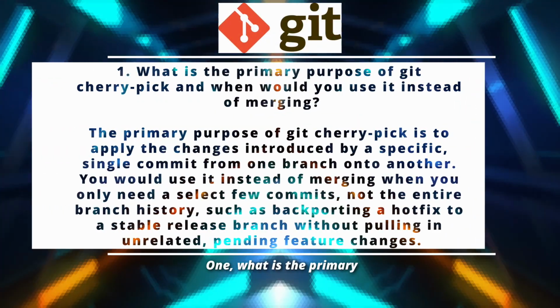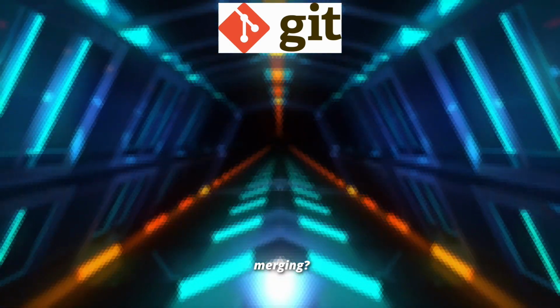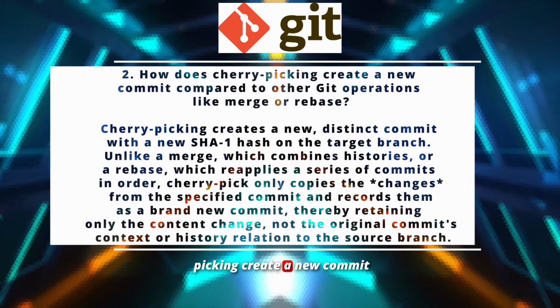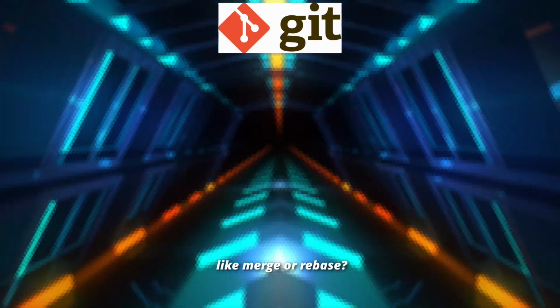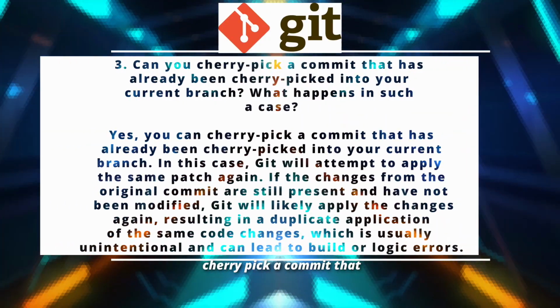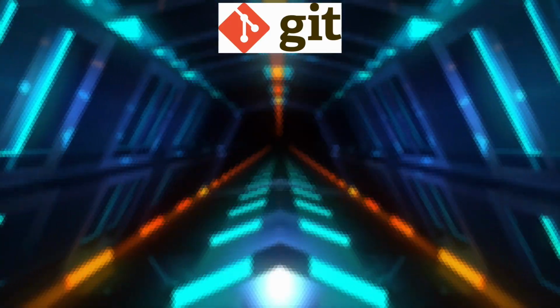1. What is the primary purpose of Git cherry-pick, and when would you use it instead of merging? 2. How does cherry-picking create a new commit compared to other Git operations like merge or rebase? 3. Can you cherry-pick a commit that has already been cherry-picked into your current branch? What happens in such a case?